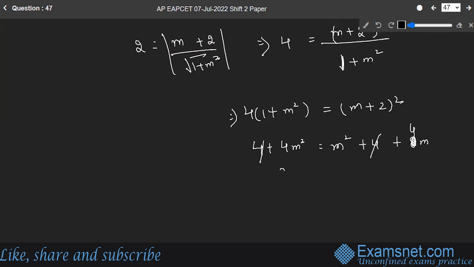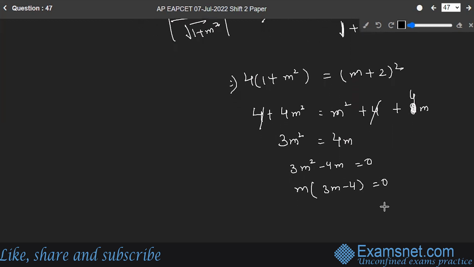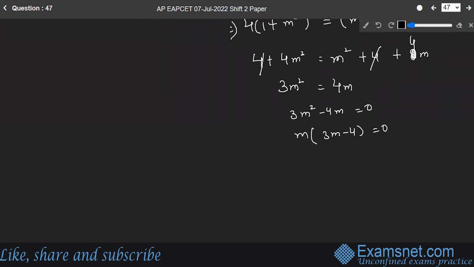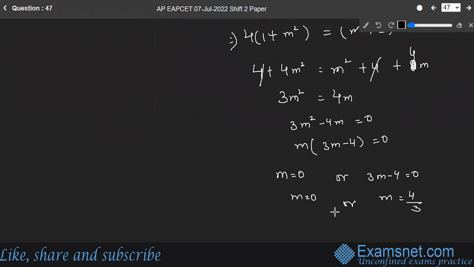Now you are going to have 3m square is equal to 4m, or 3m square minus 4m is equal to 0. I'll take the m common. m times 3m minus 4 is equal to 0, so m is equal to 0, or 3m minus 4 is equal to 0. From here, I will get m is equal to 0, or m is equal to 4 by 3. This is the value of m. Correct? Hope this is clear till here. Now you got the value of m.